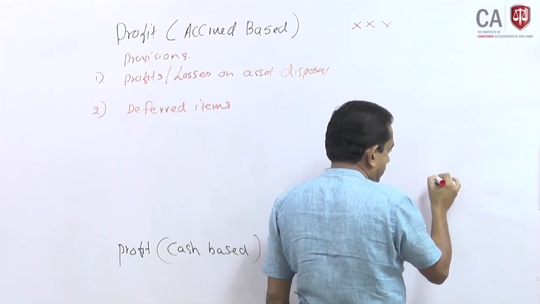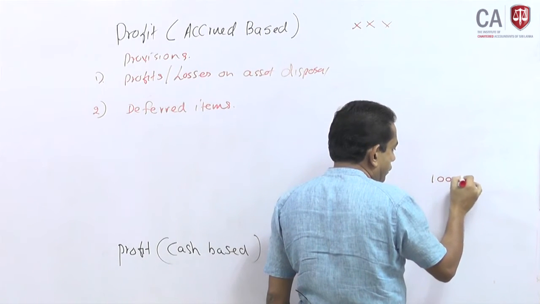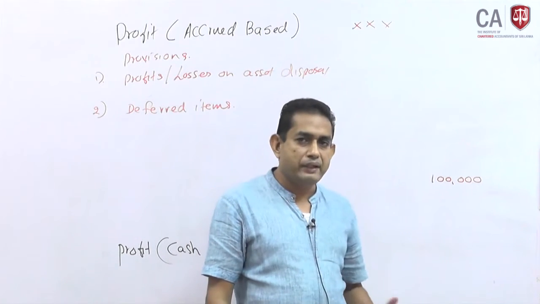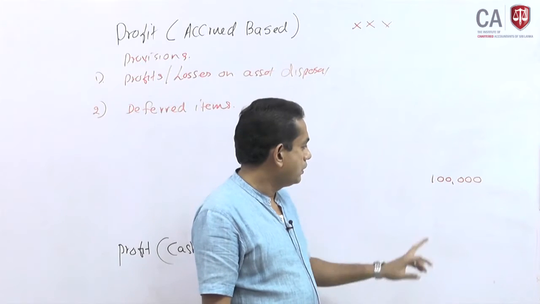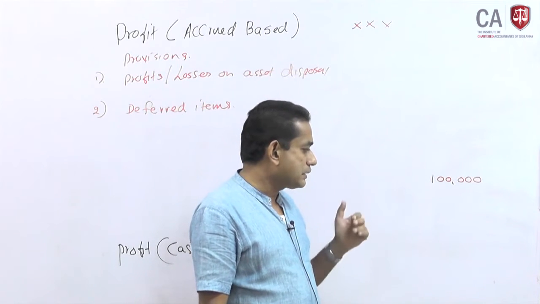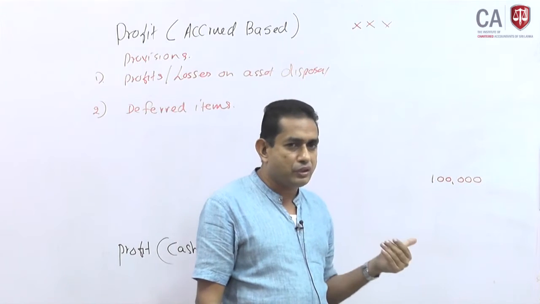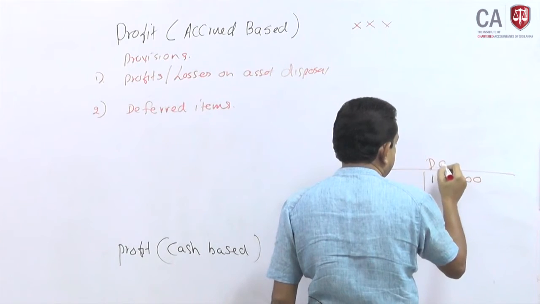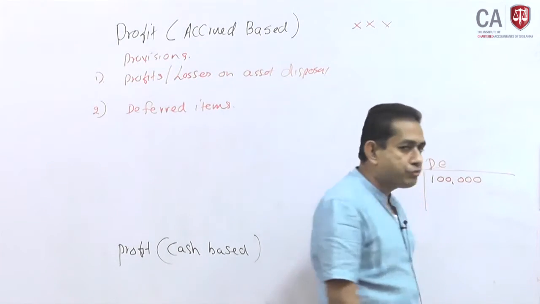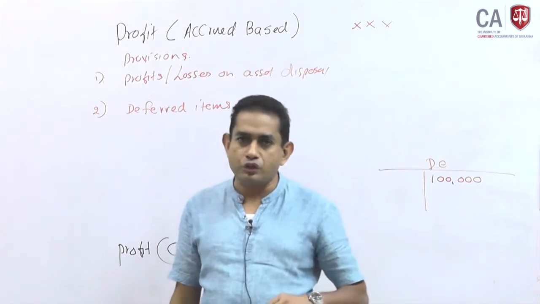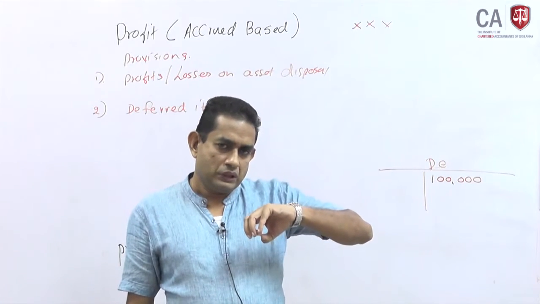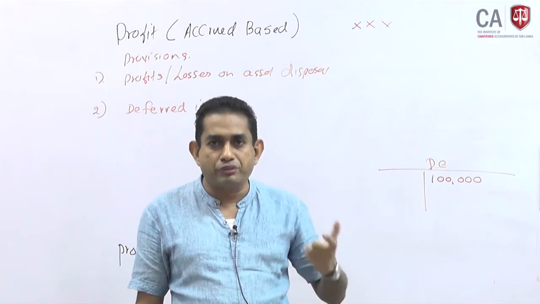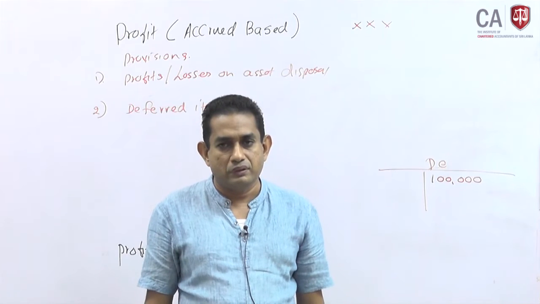Say we received a government grant of 100,000 rupees in cash to buy an asset. In receiving this grant, what you have done is you have debited cash account and credited deferred revenue first, and this deferred revenue will be released to profit and loss using a method which is consistent with the method of depreciation of the asset to which the grant was received.